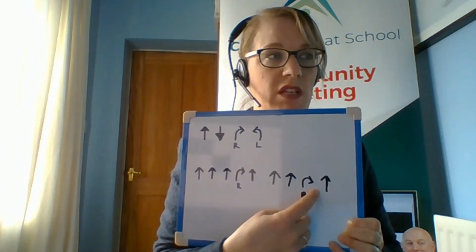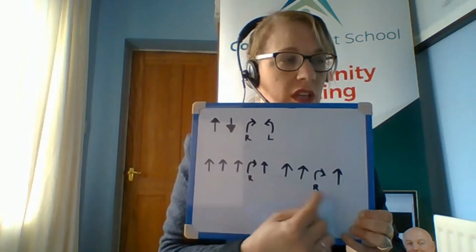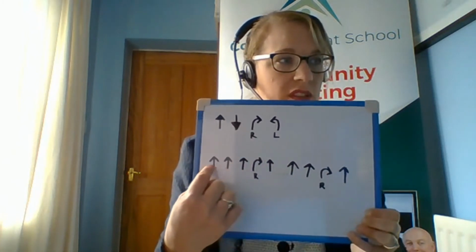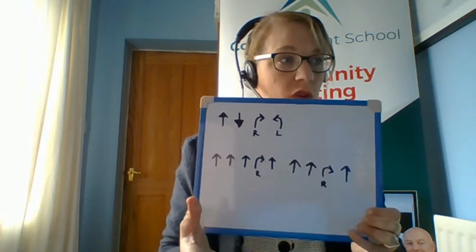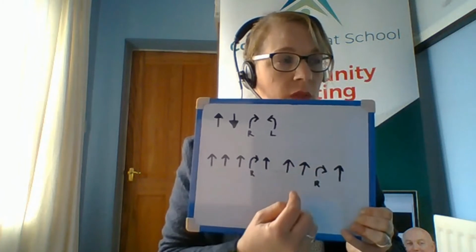So well done if you've managed to do that, okay? So this is what we call our shared code. Each bit of code has got an action that's going to take place, an output, okay? So when I press this one forward, forward, forward, that's what the robot's going to do. I'm going to turn right, forward, forward, forward, right, forward, okay?